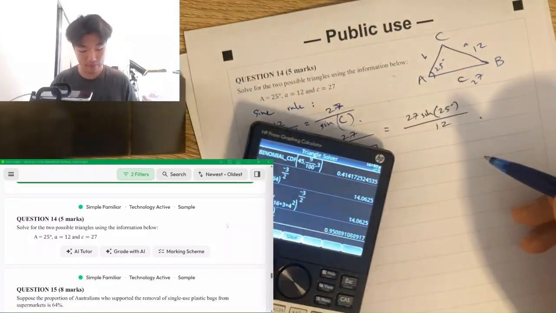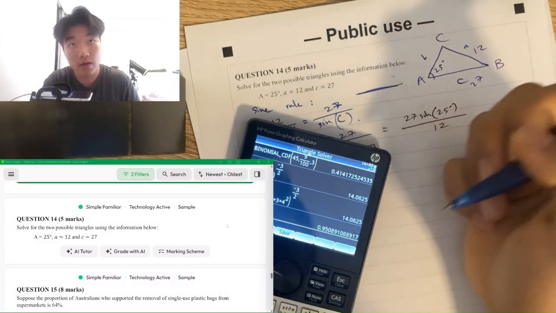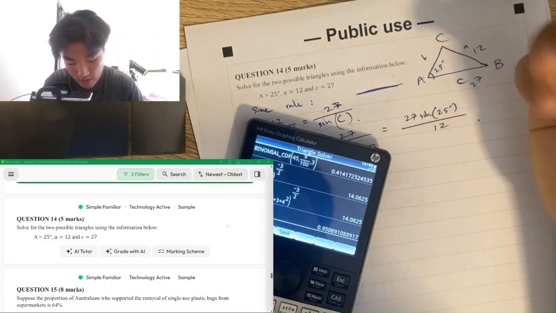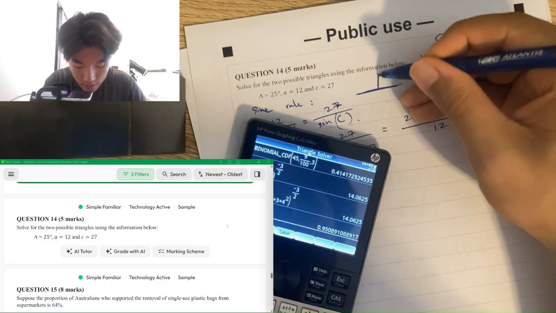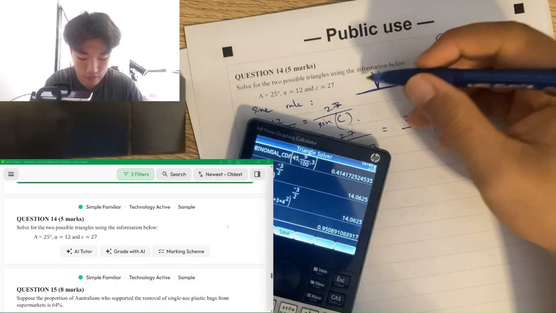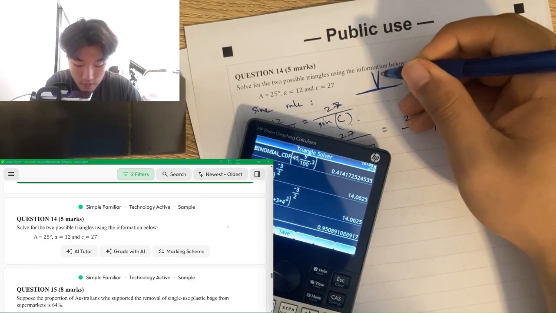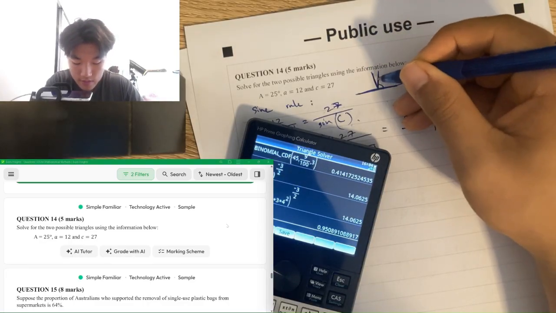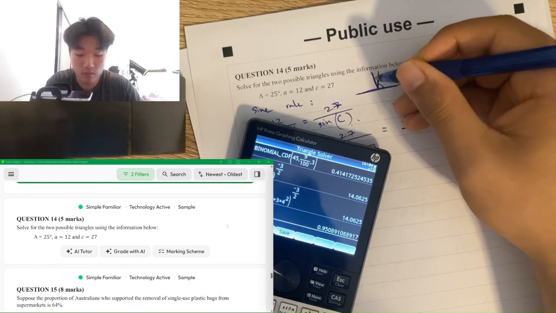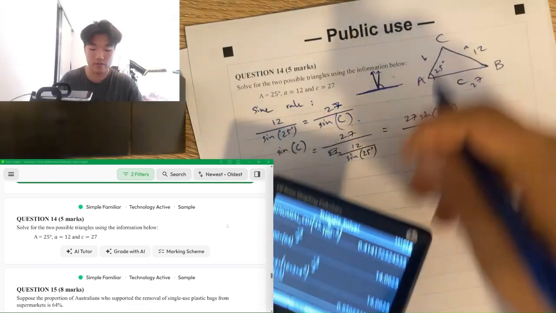Okay, so let's think about it. 0.95, that's very close to 1, and sine is associated with y. So it's going to be like this. You're going to get two answers because sine's positive in quadrants 1 and 2. This angle is going to be slightly less, and this angle is going to be slightly more than 90 degrees. So that's where the two possible answers stem from.